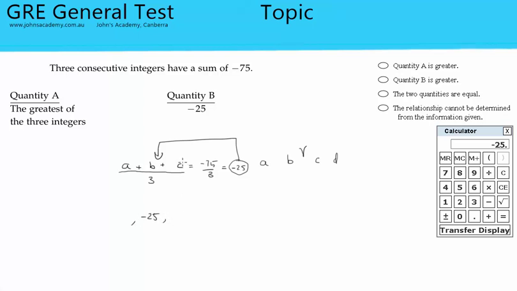What then is the next number, the highest number here? It's three consecutive integers, so this must increase by 1, giving -24, and this must decrease by 1, so it's -26. Okay, so we can see that the greatest of the three integers is -24, and quantity B is -25. Which one is greater? I think quantity A is greater because that's less negative. Of course, the magnitude of this is greater, but this is actually greater than this one. So quantity A is the answer.